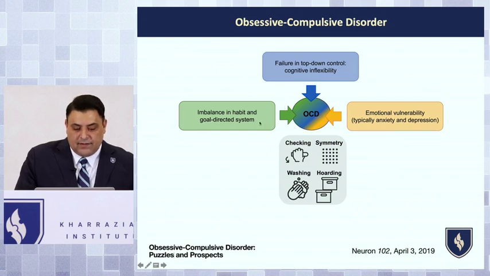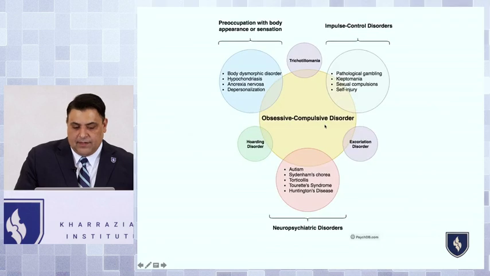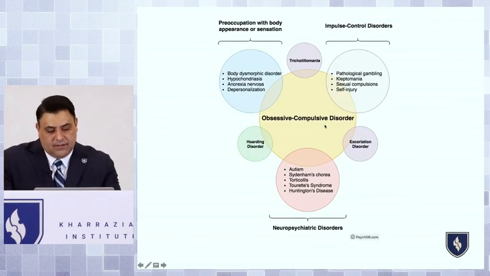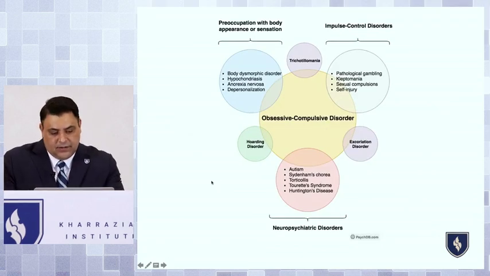Imbalance in habit of goal-directed system, and they just have to be compulsive and do things even if it doesn't make any sense and waste a lot of time. And then emotional vulnerability, the anxiety and depression typically go together as well because the frontal lobe is involved with depression. So OCD, you can see, has overlap between things like body dysmorphic syndrome and autism and Tourette's and so forth.